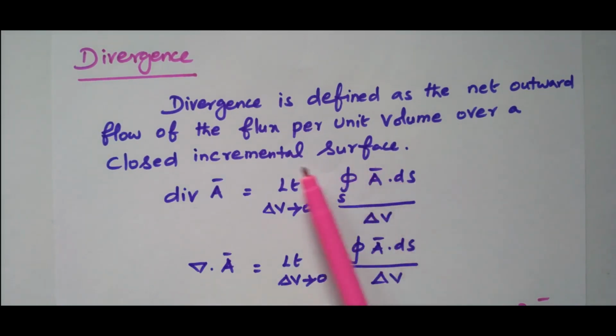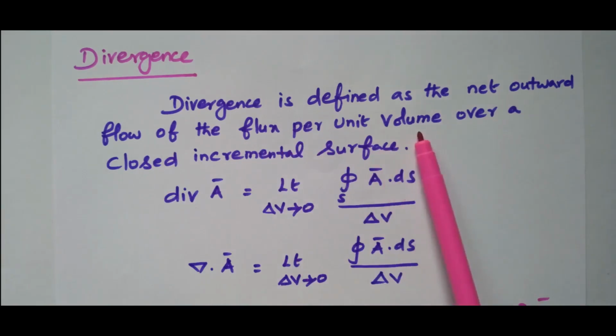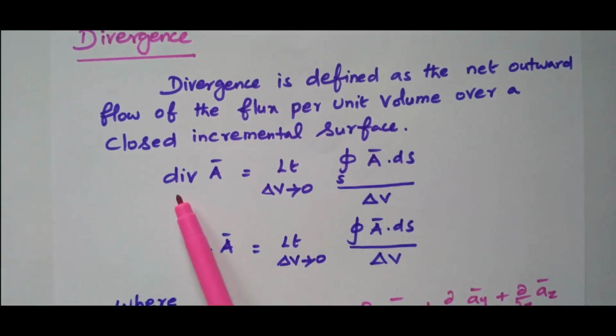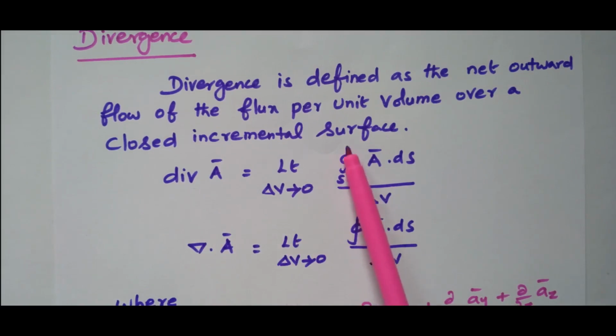Right? So what is this divergence defining? Outward flow of the flux per unit volume over a closed incremental surface. So that is given by divergence A equal to limit del V tends to 0, the volume tends to 0, surface integral, this is a double integral, A dot ds divided by dV. So this is nothing but the flow of flux through a surface area divided by volume. So that is the definition given.